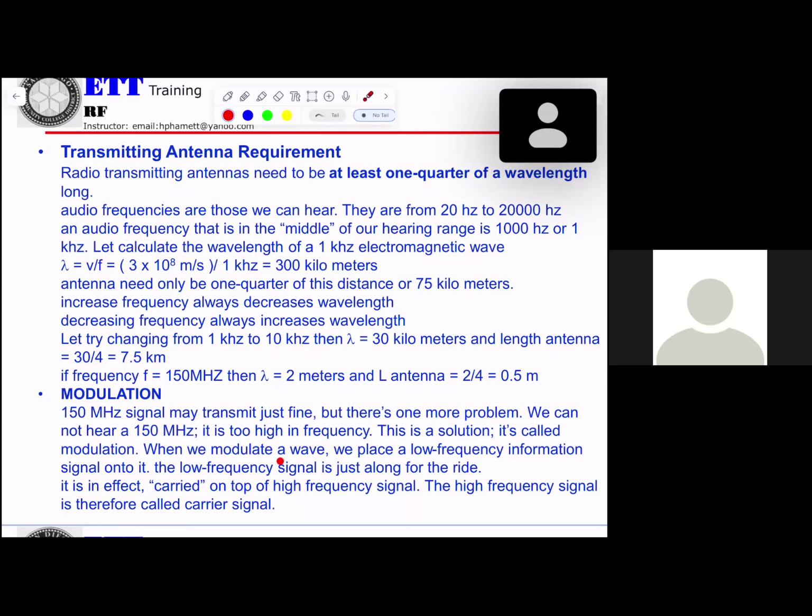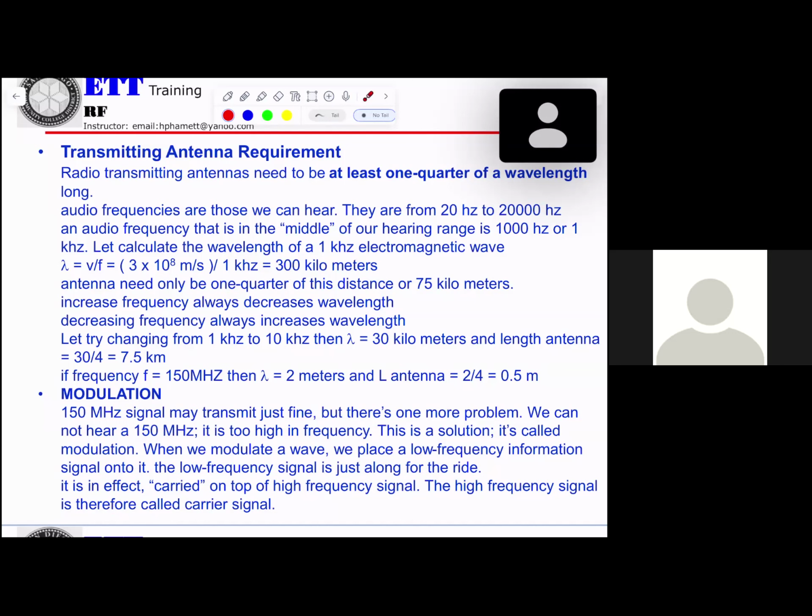When we modulate the wave, we impress a low frequency information signal onto it. The low frequency signal is just the audio, the information, carried on top of the high frequency signal. The high frequency signal is therefore called the carrier signal.